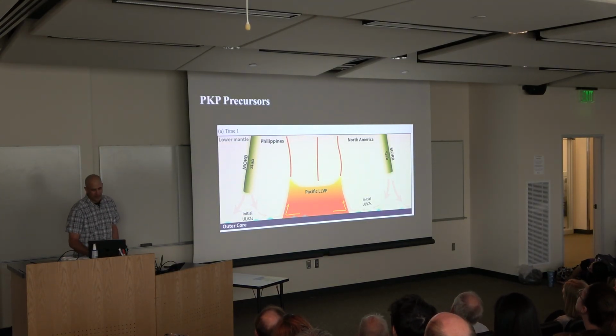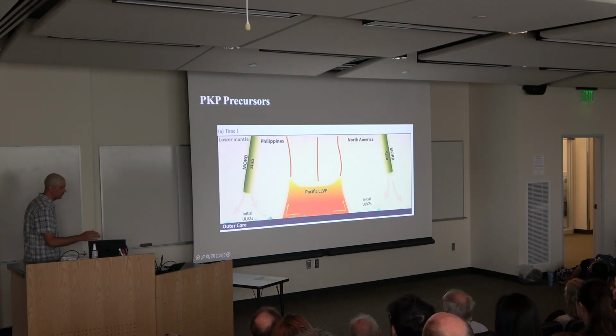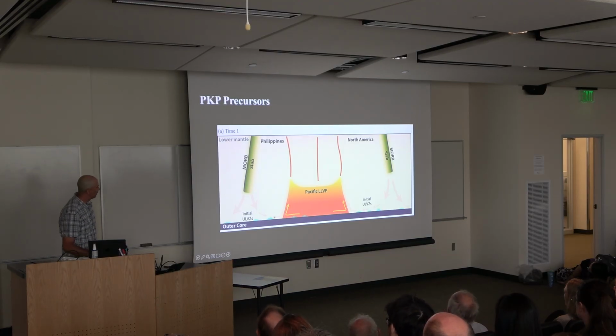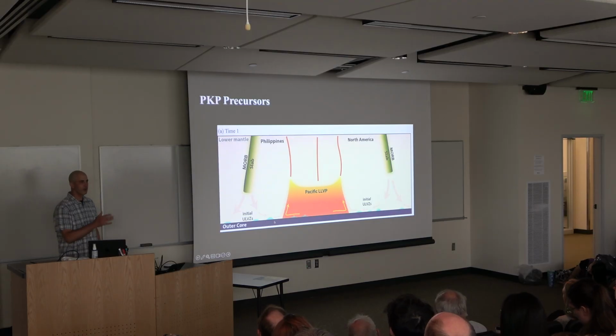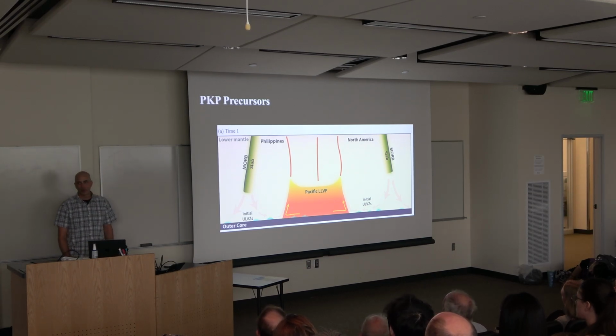ULVZs may have been around for a long time. There could be many different mechanisms by which these things get formed, and some of these could be very old, developed through interactions between the outer core and the lower mantle, core mantle reaction products that could have been left over from the early magma ocean. There's even some speculation that they could be left over from the ancient moon-forming impact.